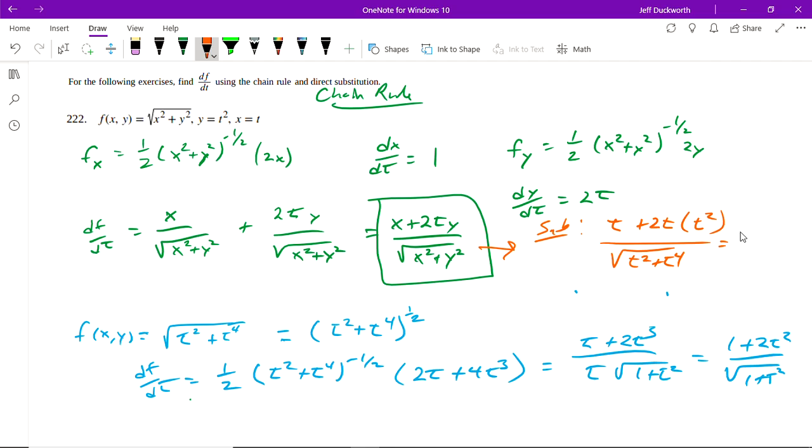So again, we can factor out a t from each, and that gives us t times (1 plus 2t squared) over t and then root of (1 plus t squared). The t's will cancel, and we're left with the same answer that we got below. This, however, is fine. You don't have to substitute in the t's. I just wanted to show you that those two answers were actually equivalent.